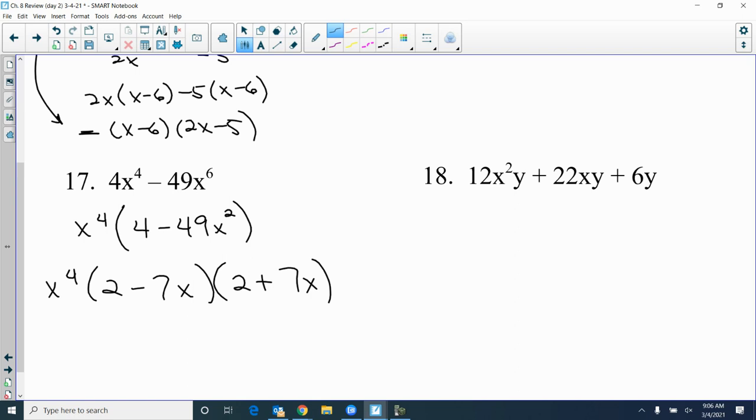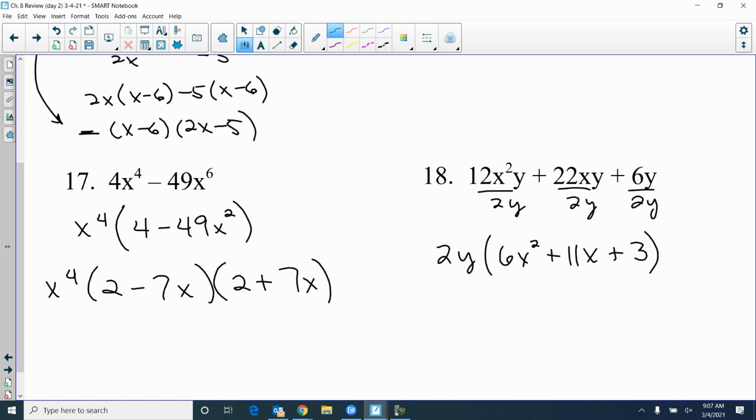So once you get to the end, like I said, the last 4, 5, 6 problems are probably going to factor twice. So you kind of got to remember that. 18 has a GCF. Look through it. 12x squared y, 22xy, plus 6y. Preston, you know what the GCF is? 2y. 2y, good. That gives me 6x squared plus 11x plus 3.